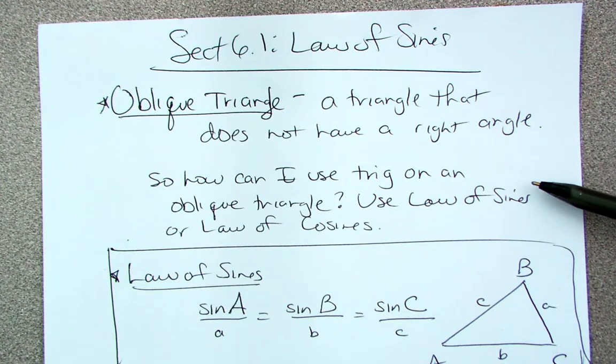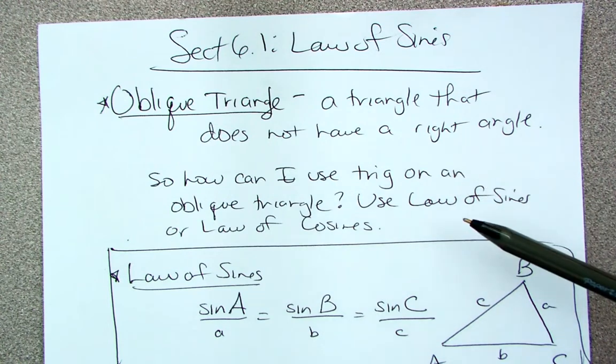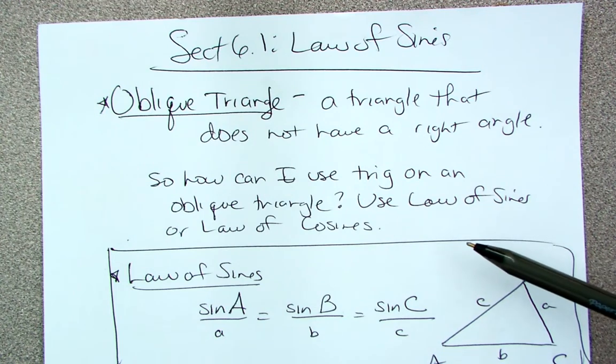So then my question is, how can I use trig on an oblique triangle? Because aren't I supposed to use sine, cosine, tangent, secant, cosecant, and cotangent on right triangles only? Only. That's what Mr. Otteson told you back in honors geometry, right? But on oblique triangles, I can use trig functions. I just have to use law of sines or law of cosines. That's what I can use on an oblique triangle. So I'm still applying some trig to that.